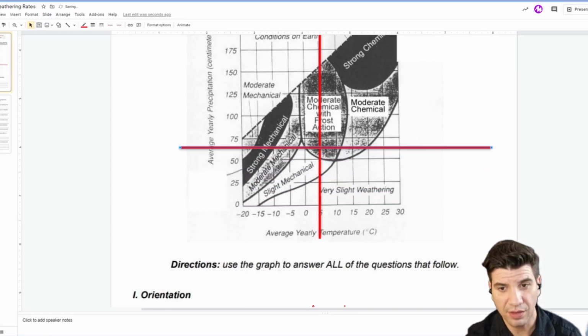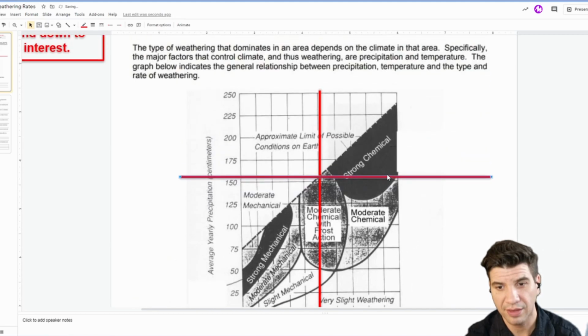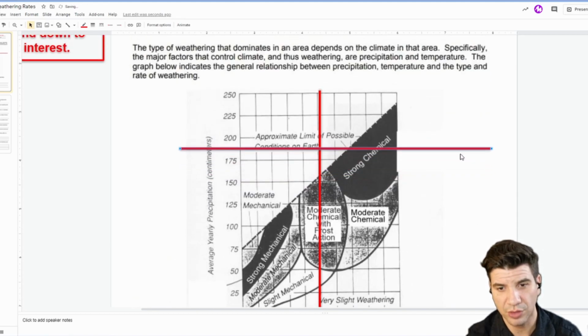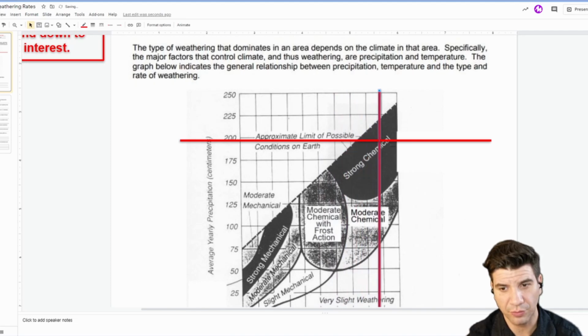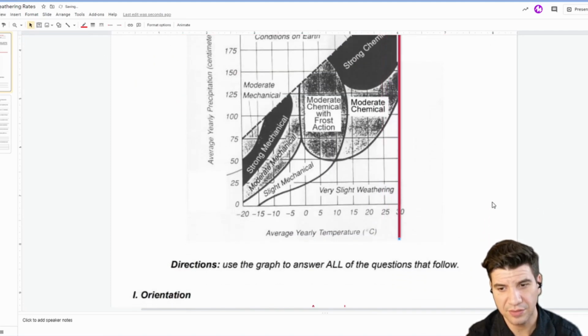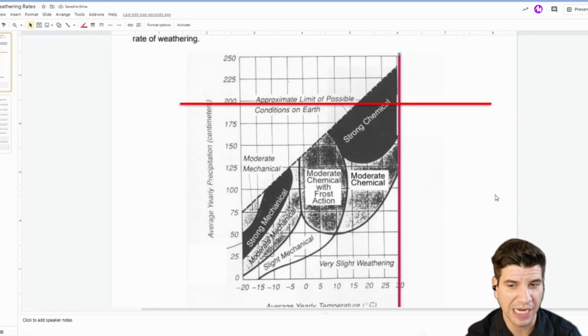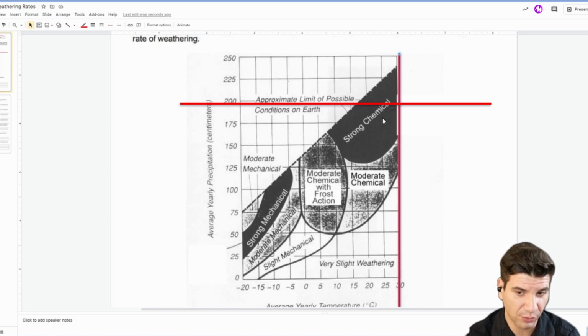Now, if we move this up, let's go to 200 centimeters of rain. That's quite a bit of rain. It's almost 6 feet of rain. And we move this one to the right. We'll make it nice and toasty. Let's go for 30 degrees Celsius, around 90 degrees Fahrenheit. Strong chemical weathering, meaning when rain falls on rocks, it literally starts dissolving them, especially ones like limestone. So you can see, depending on where you are on Earth, certain things are going to happen. It's either going to be mechanical weathering or chemical.